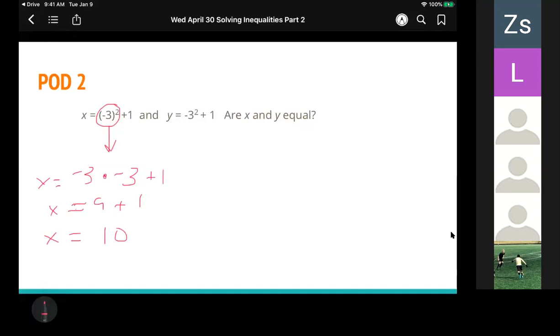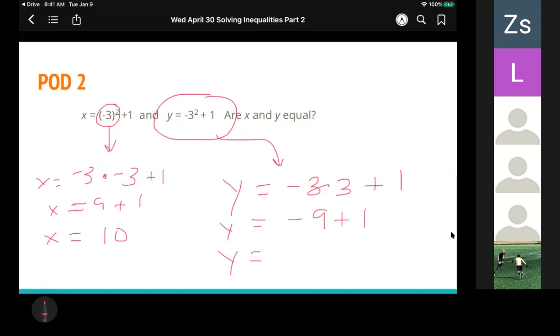Now on this second one, this is the one that you guys just don't believe. It's negative what? It's -3 times 3. It is not -3 times -3. Plus 1. David, you are right. They are not equal. David, what does y equal? Y equals -8. Yeah, there you go.